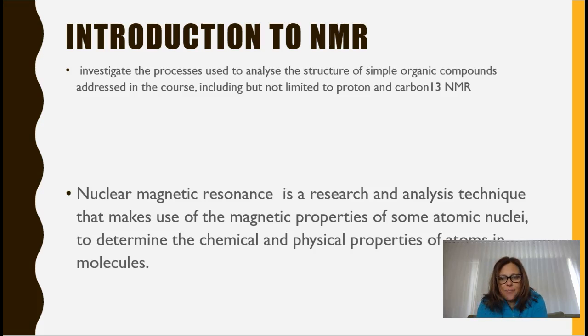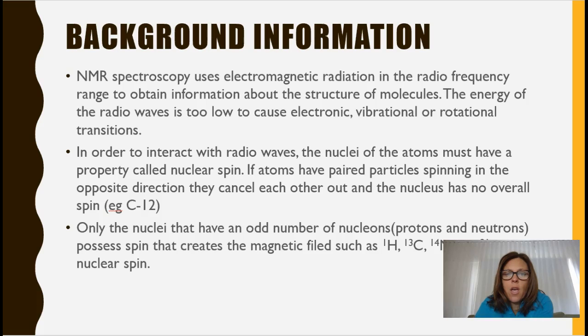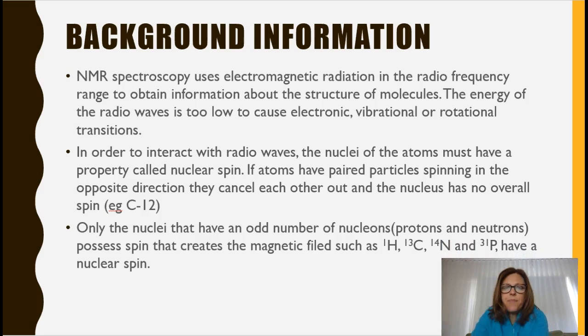So let's get started. Nuclear magnetic resonance is basically a tool that makes use of the magnetic properties of the atom, and in particular the atomic nucleus. It helps us determine the physical and the chemical properties of the molecules that we're studying. So just a little bit of background information with this.